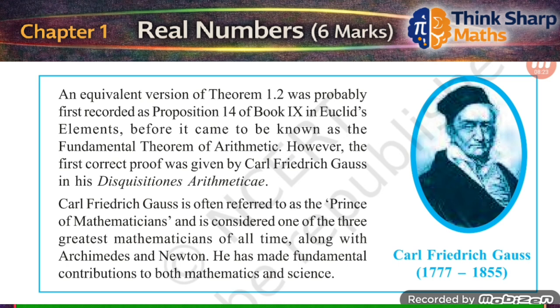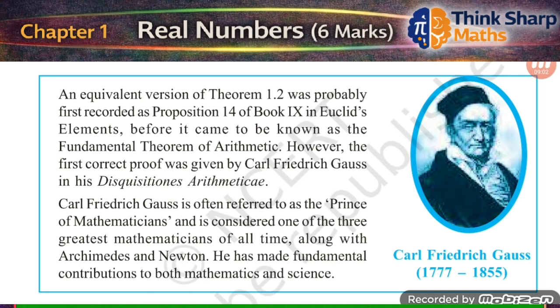An equivalent version of Theorem 1.2 was probably first recorded as Proposition 14 of Book 9 in Euclid's Elements. Euclid's Elements goes up to Book 13, and each proposition is mind blowing. If you read those, you will start loving maths. Each one has been written with lots of focus and lots of understanding. I don't know what kind of person he was. Maybe he was thinking too much about maths or numbers. He has given lots of interesting theorems and lots of interesting facts. So you can go through it.